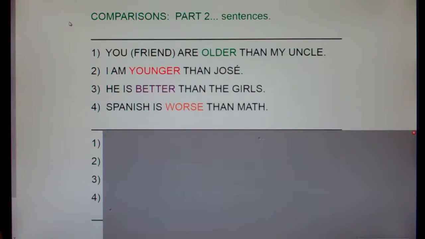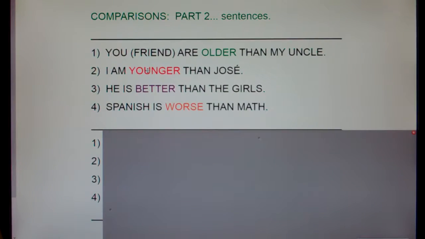This is Comparisons Part 2. Now, let me say, if you've not yet watched Comparisons Part 1, please do so. That'll get you warmed up and ready for this clip, okay? Now, I'm going to read each of these sentences in English, then Spanish, and clap. And after I clap, I'd like you to repeat just the Spanish sentence with me, okay?